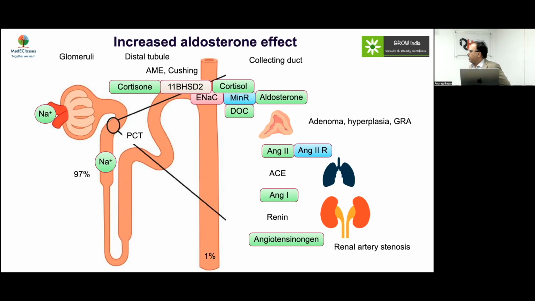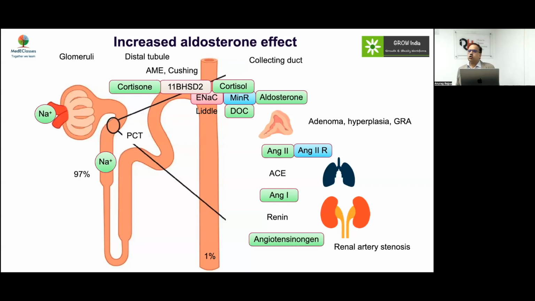You can also have increased activation of the epithelial sodium channel, and this also is going to trigger increased activity. The classical example is Liddle syndrome, in which the epithelial sodium channel is overactive. You are absorbing more sodium, causing hypertension in that regard.